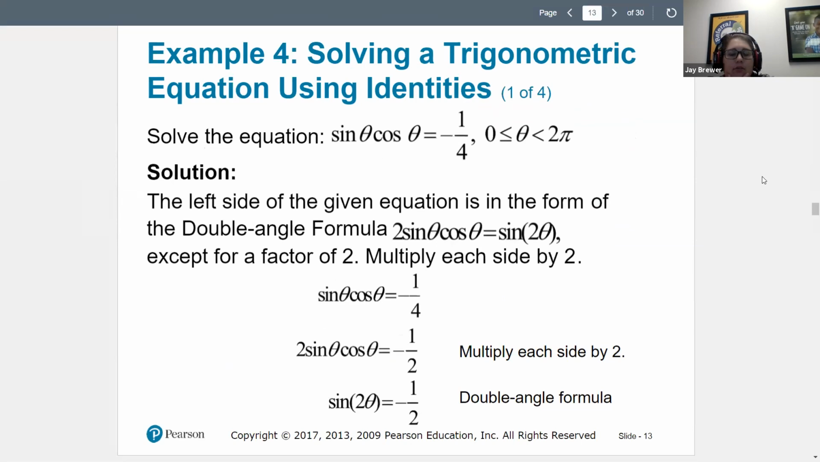So we're going to solve a trig equation using identities. We're looking at sine theta cosine theta equal to -1/4. And our restriction is that theta can equal 0, but it only goes close to 2 pi. It does not equal 2 pi. So of course, we're going to work with the left-hand side. If you look at sine theta cosine theta, what does that look like to you? Why should that look familiar to you at this point?